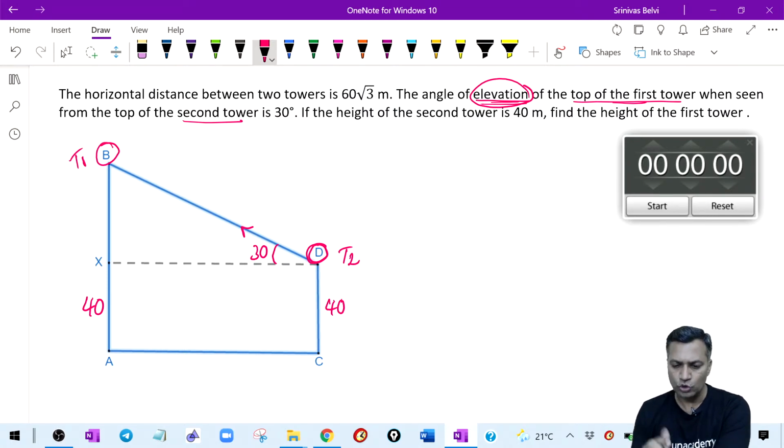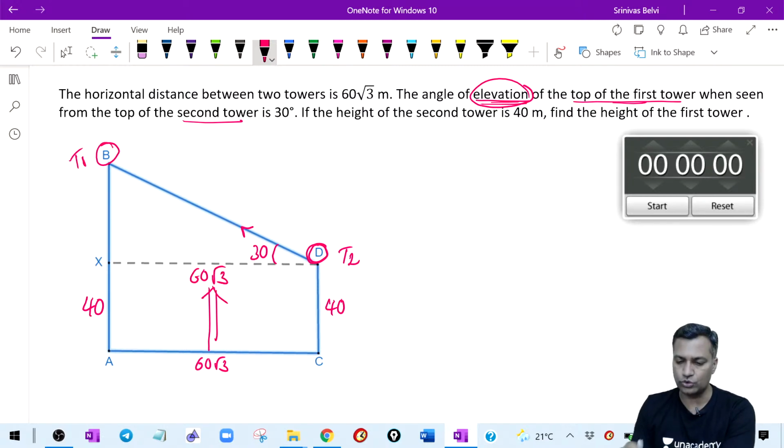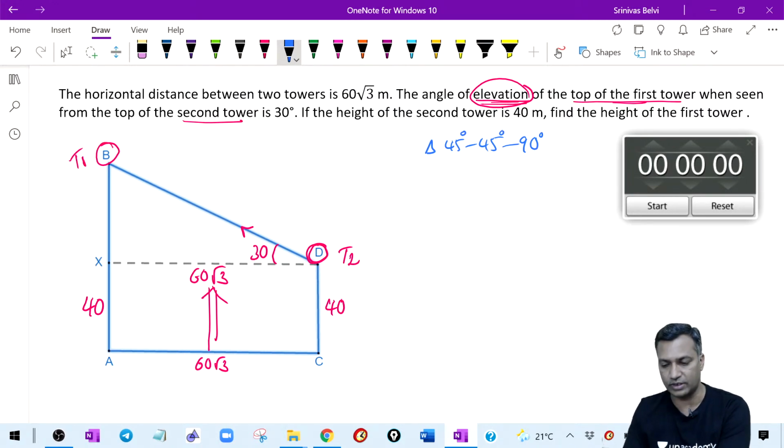So what is given to me? The distance between the towers is 60 root 3. I can shift this 60 root 3 to the top, so this is also 60 root 3. So two triangles that we were talking about: think about the 45, 45, 90 triangle. In a 45, 45, 90 triangle, the sides opposite these angles are in the ratio 1:1:root 2.